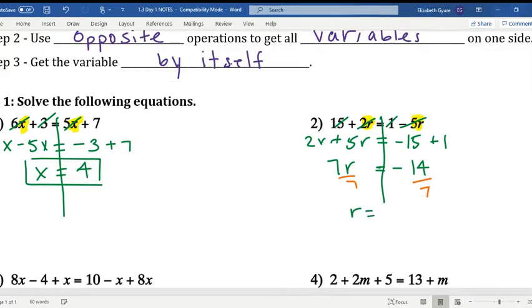So r equals, and then divide. A negative divided by a positive is a negative. Good. And 14 divided by 7 is? Very good. We're going to have negative 2. Good. So are we seeing how to apply our 2-column method here?